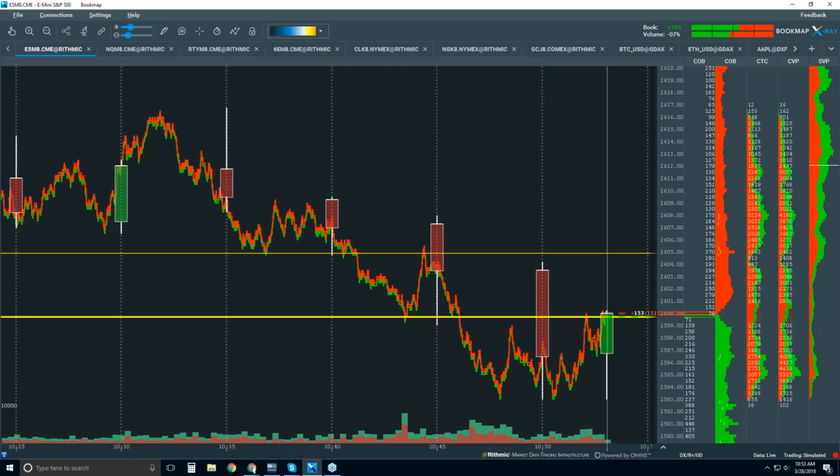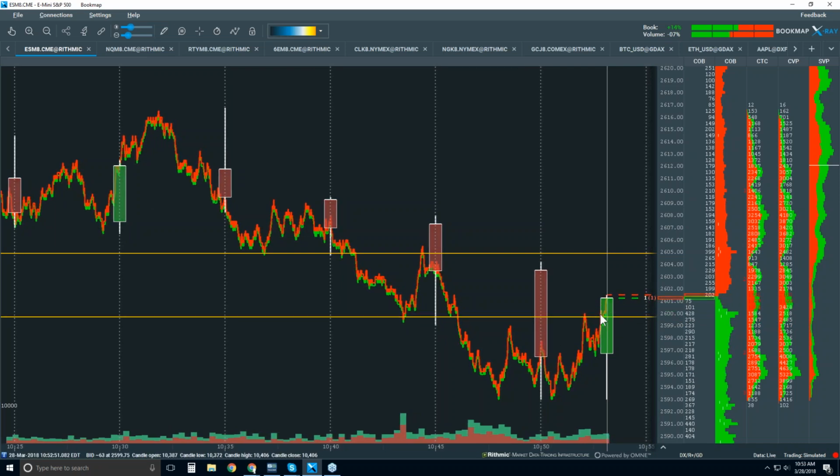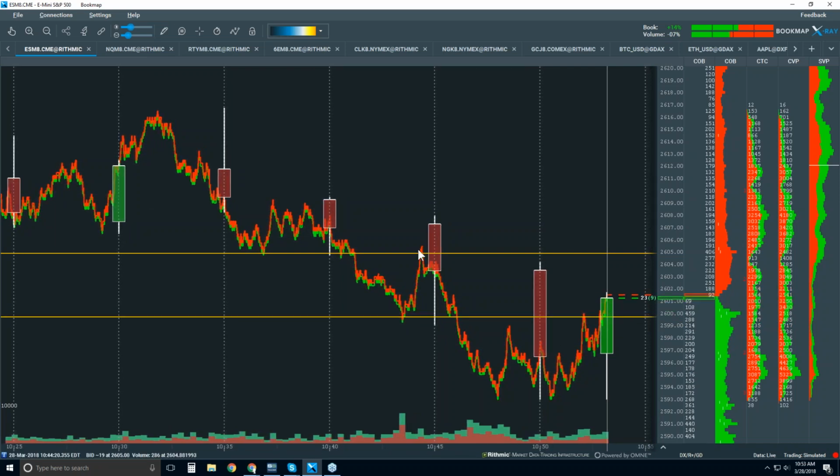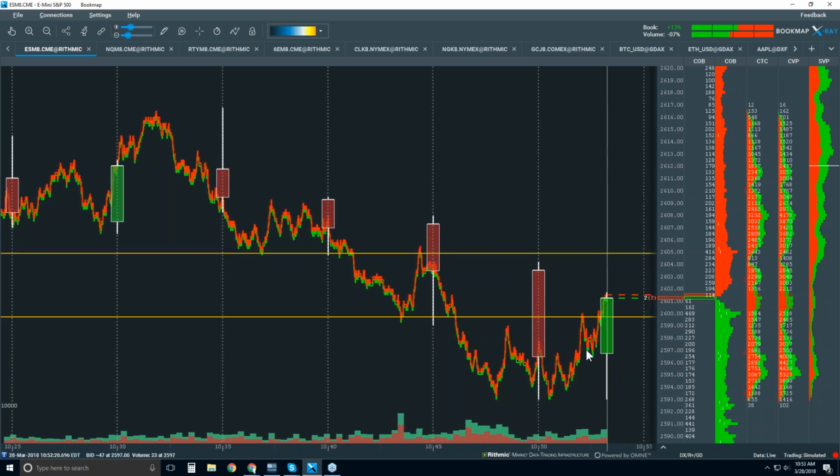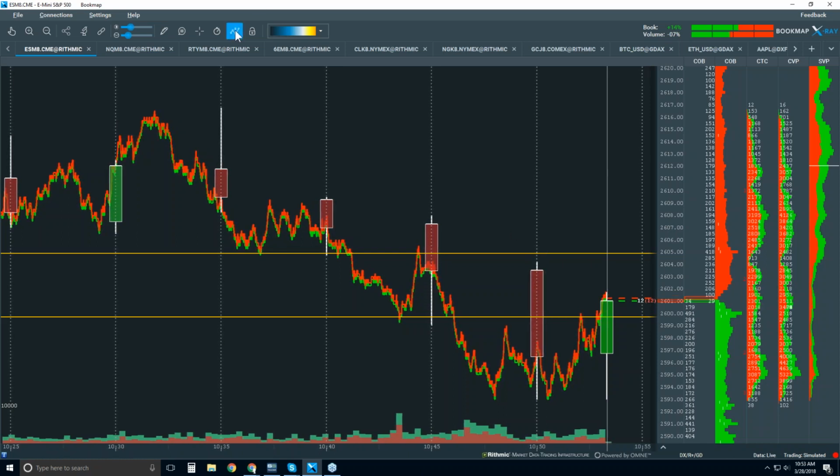We're actually starting to find some buyers here, and they're testing this area. Let's see if they can lift the offer and test up here at 05. It looks really good right now. But we're going to turn on the volume, and we're going to be able to understand exactly what's going on here.